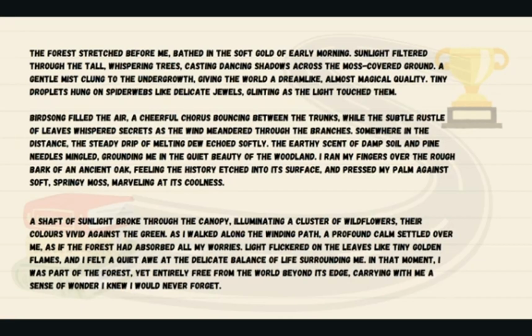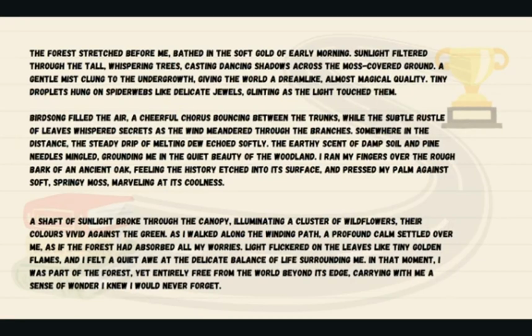A shaft of sunlight broke through the canopy, illuminating a cluster of wildflowers, their colours vivid against the green. As I walked along the winding path, a profound calm settled over me, as if the forest had absorbed all my worries. Light flickered on the leaves like tiny golden flames, and I felt a quiet awe at the delicate balance of life surrounding me.